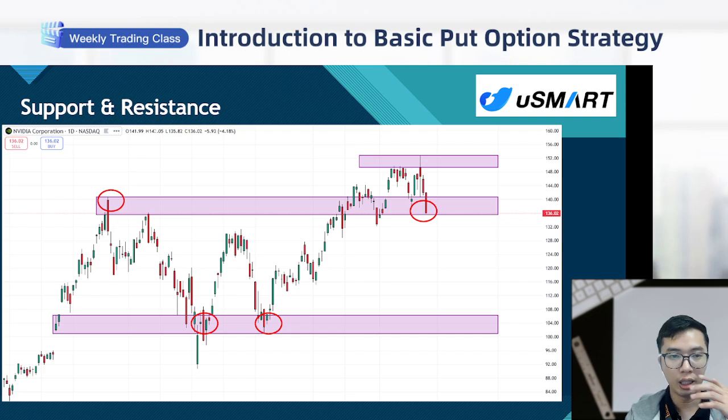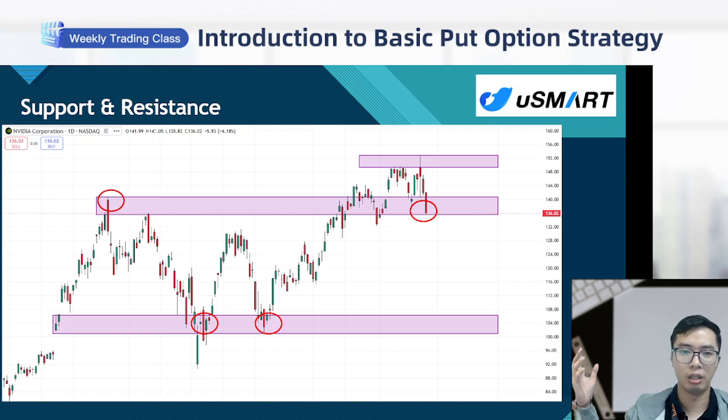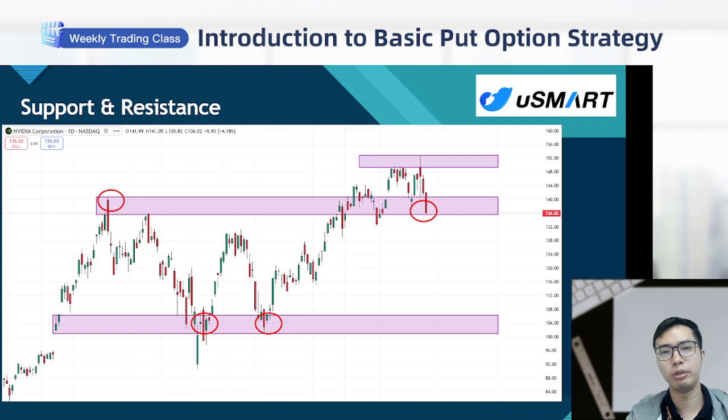Or if you think the market price is too high, you want to hedge your portfolio, you can also consider opening a put option, to long a put option, to help hedge your portfolio in case there is a potential big crash in the market, or maybe there is some news in the market, and you feel the market is not doing well or not alright. You want to protect your portfolio, so you can consider this put option strategy.